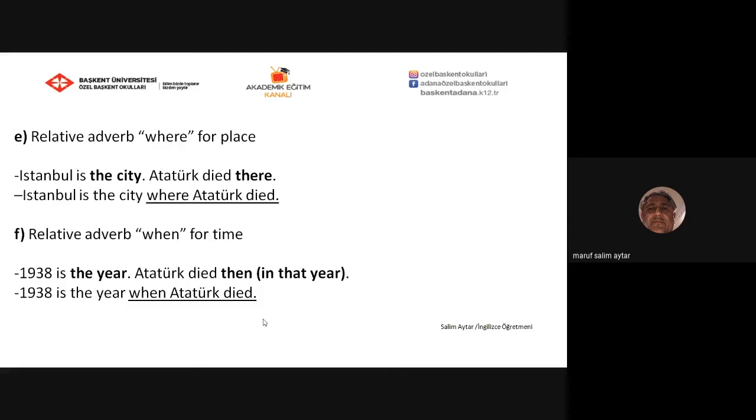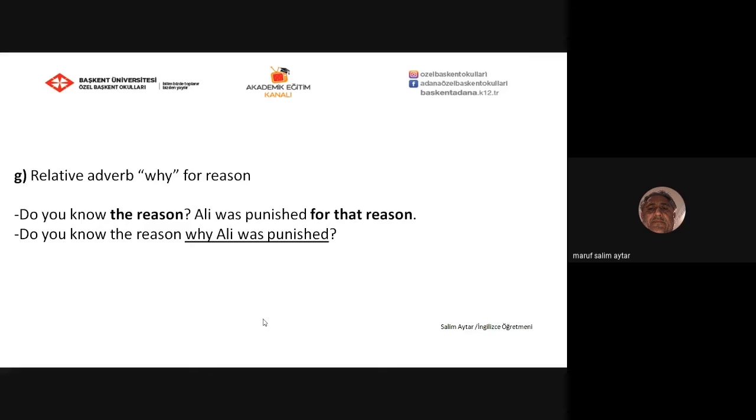We have relative adverb where. Of course, we use where for places. Istanbul is the city where Atatürk died. Okay. Relative adverb when. Of course, we use when for time. 1938 is the year when Atatürk died, unfortunately. We have a relative adverb why, standing, of course, for reason. Do you know the reason why Ali was punished?